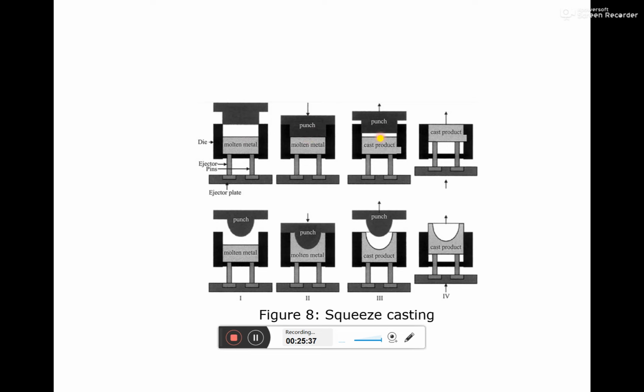Until the material solidifies, we maintain a high amount of pressure on the molten material. Once the material is solidified, in the third step the punch is moved upward, and after that, using the ejector pins, we remove the cast product. These are the processing steps related to the squeeze casting process.